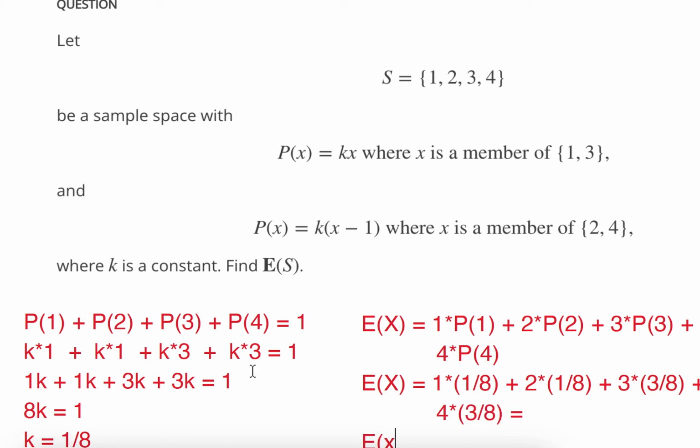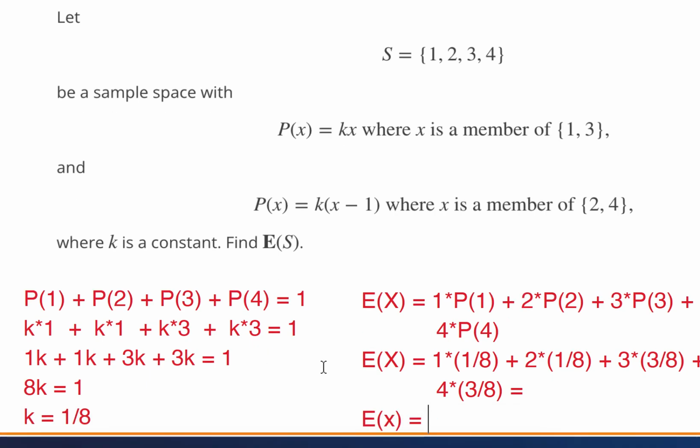Okay, so we're ready to finally calculate our expected value. So that's 1/8 plus 2/8 plus 9/8 plus 12/8. And if you add the numerators, 1 plus 2 makes 3, 3 plus 9 makes 12, 12 plus 12 makes 24, so that's 24/8. So it looks like the expected value is 3, because 24/8 is the same thing as 3.